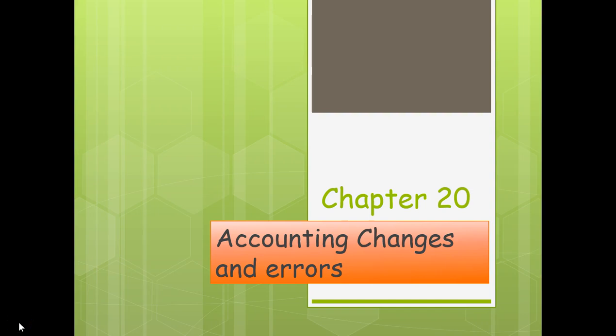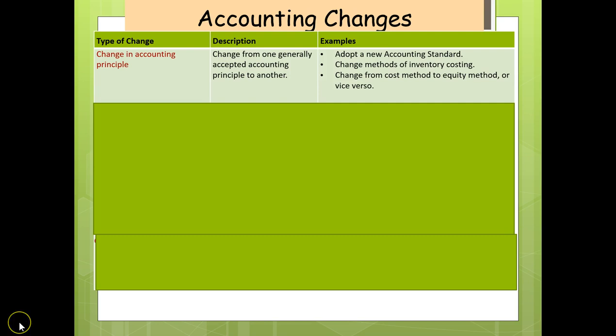Chapter 20, Accounting Changes and Errors. Now, when we look at accounting changes, we have different types, and based on the type is a general approach toward how you're supposed to account for them. Now, number one is if there is a change in accounting principle.